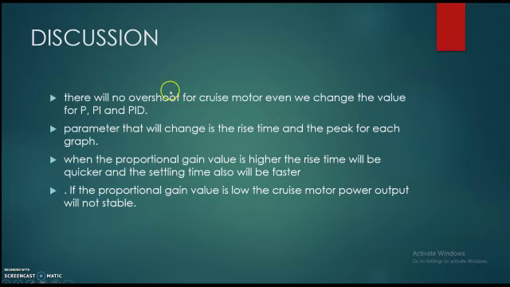So based on the project that we have done, we can say there will be no overshoot for the cruise motor even if we change the value for P, PI and PID. The parameters that will change are the rise time and the peak for each case. When the proportional gain value is higher, the rise time will be quicker and the settling time will also be faster. And lastly, if the proportional gain value is low, the cruise motor power output will not be stable. That's all for me. Thank you.